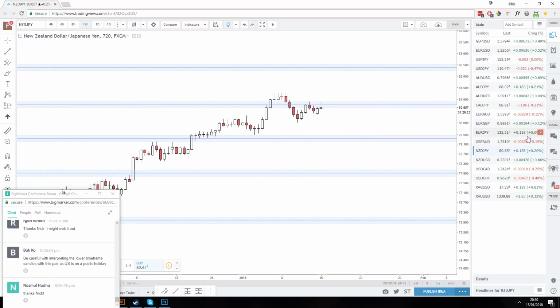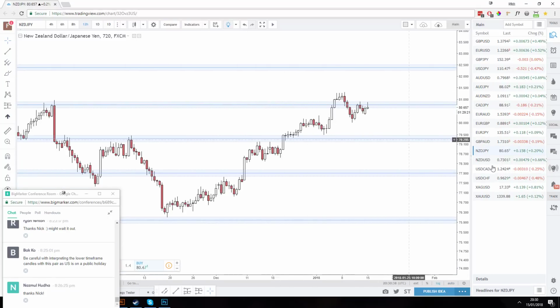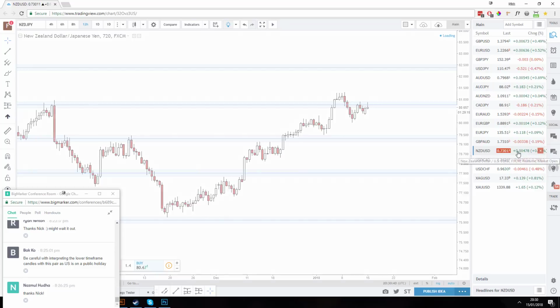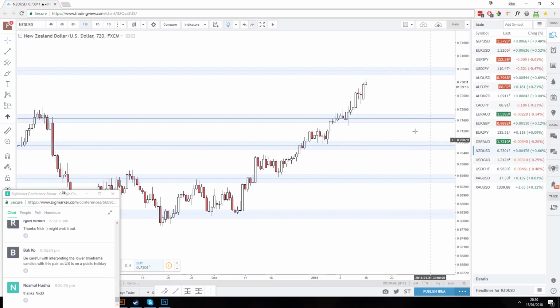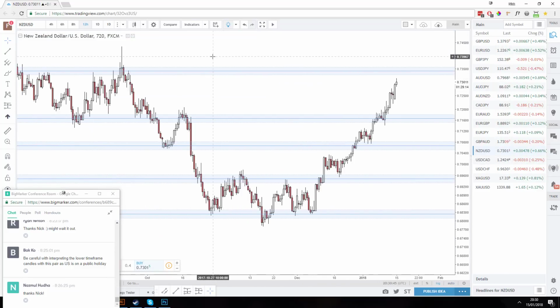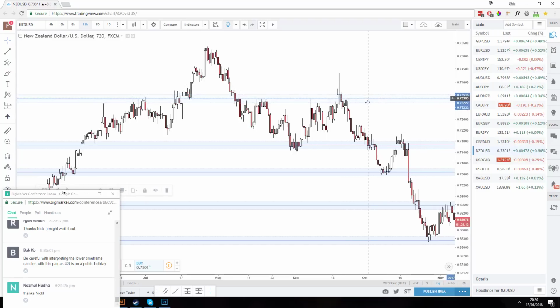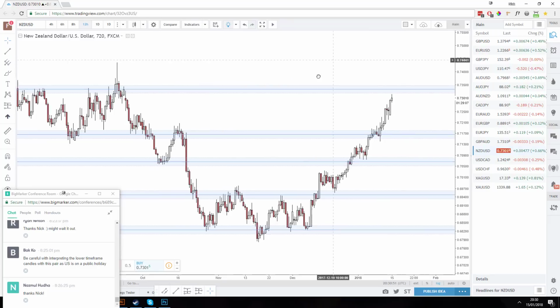New Zealand JPY, I don't even know why I have this pair open. I never trade this pair. I'm just going to close it. I don't want to trade that pair. Right, New Zealand USD. What's going on with that? No, that area is fine.